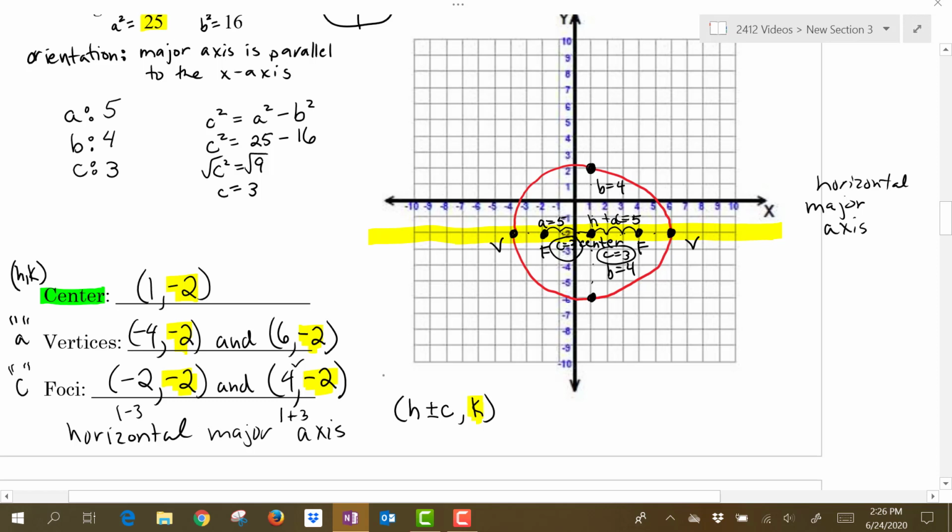So if you have a horizontal major axis, your foci will always follow this formula to get both of those points. If you can simplify to make those points look as nice as possible and still keep exact values, then you should simplify the foci. You should not leave it as 1 plus 3 or 1 minus 3. Because 1 minus 3 we know is -2, and 1 plus 3 we know is 4. So anytime you can simplify those values, then you should.